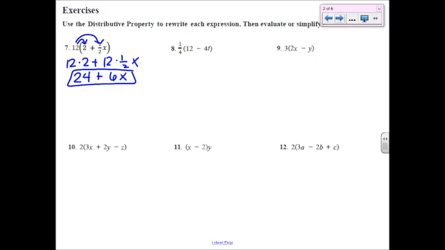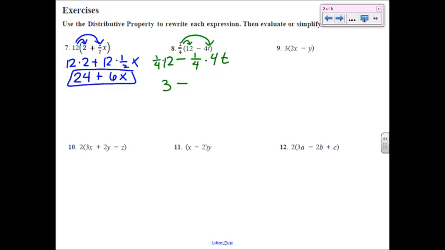Number 8, multiply that 1/4 through. And remember that when you multiply by a fraction like that, it means to divide it by the number that's the denominator. So 12 times 1/4, or 1/4 times 12 to be consistent, minus 1/4 times 4t. So 12 divided by 4 is 3, or 1/4 of 12 is 3.